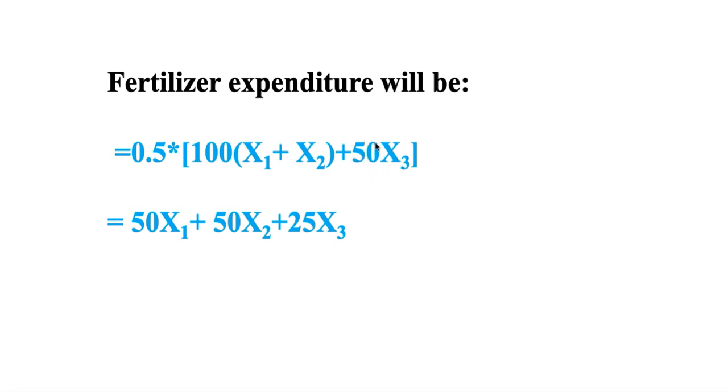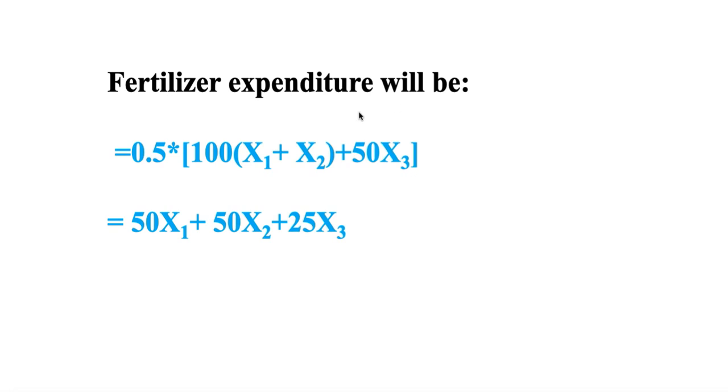And 50 kg is available per acre for the land which is under cultivation for radish. So we are going to multiply this 100 into x1 is 100 x1 plus 100 x2 plus 50 x3, and then when we multiply it, 0.5 into 100 is how much? It is 50 x1. Then 0.5 into 100 x2 is how much? Again 50 x2 plus 0.5 into 50 x3 is how much? 25 x3, right? This was the fertilizer expenditure.